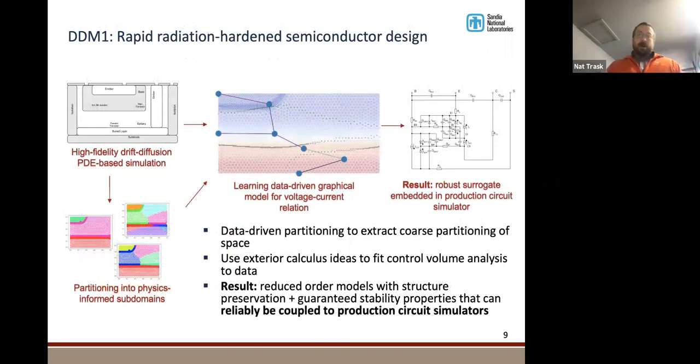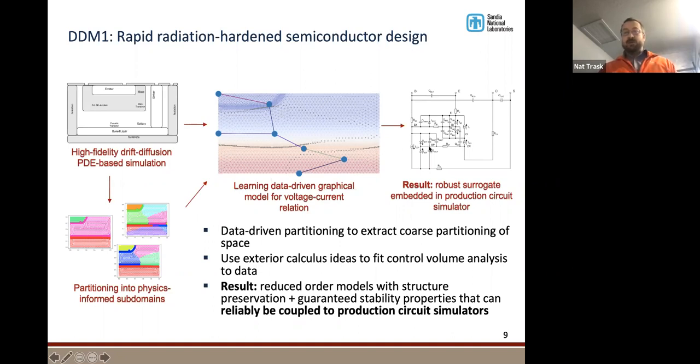One workflow that I'll talk more about later is we take these high fidelity models, and we do some topological data analysis or partitioning in order to break this device up into physically relevant subregions. Once you have these subregions, that induces a connectivity graph, where you have a node for each region and an edge for connected regions. This provides what we call a model backbone.